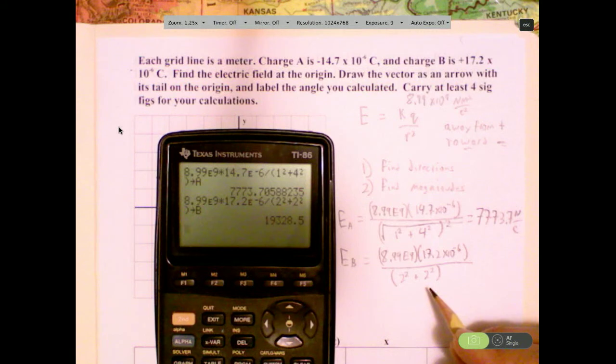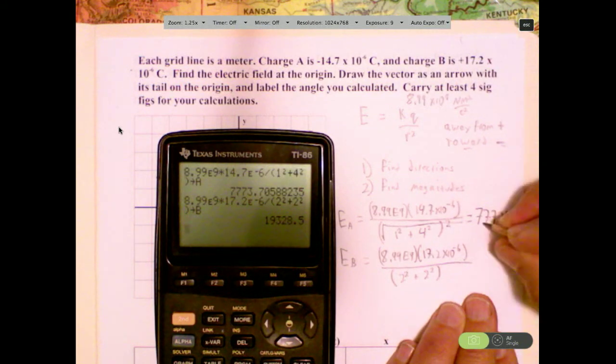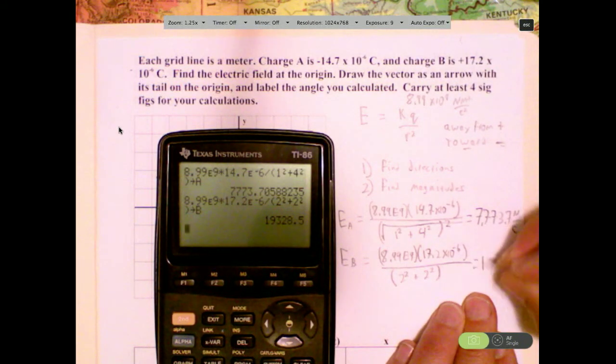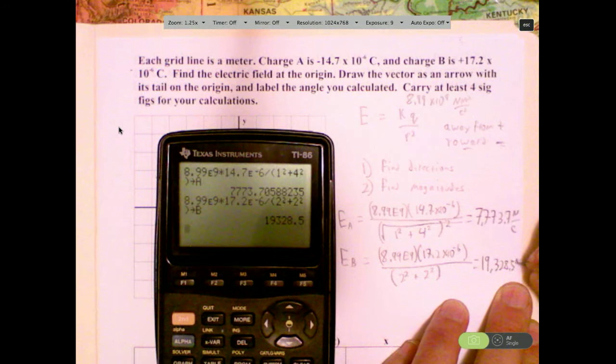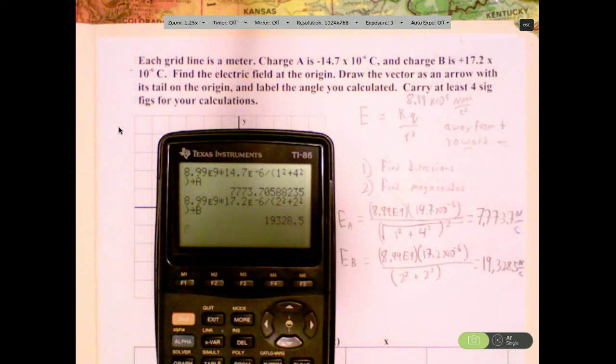And so that is 19,328.95. Now, not all those digits are significant, but there we have it. Now we've got the magnitudes.